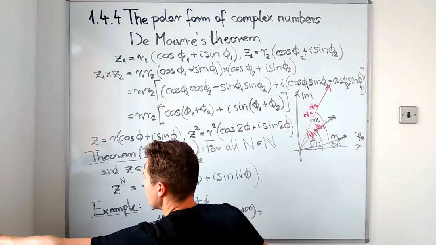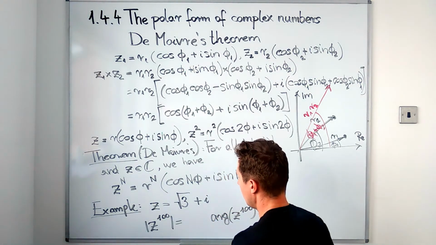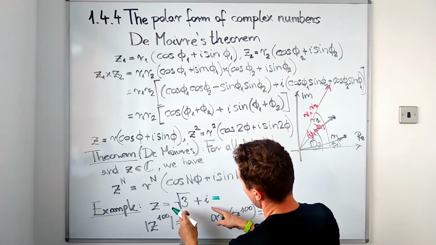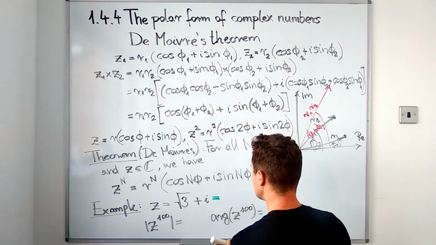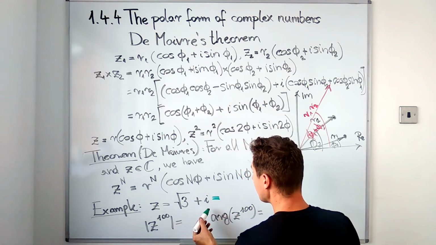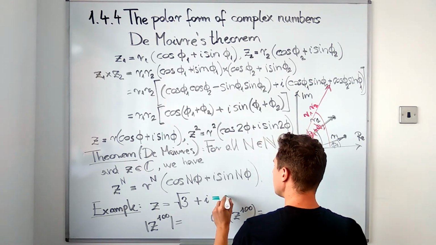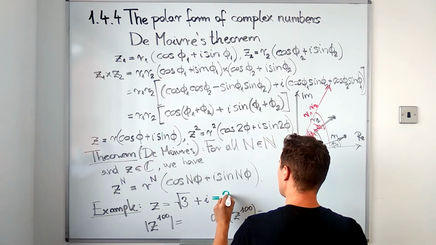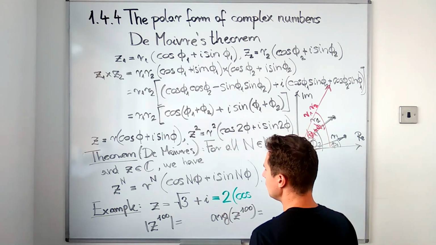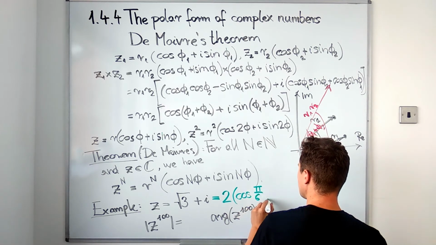Okay, I hope you paused the video. But first of all, what we need to do is transform this algebraic form of z into its polar form. But that can be done quite quickly. If you calculate the modulus and the argument of this number, you will get, for its modulus, 2, and for its argument, you will get pi over 6, so that is 30 degrees.